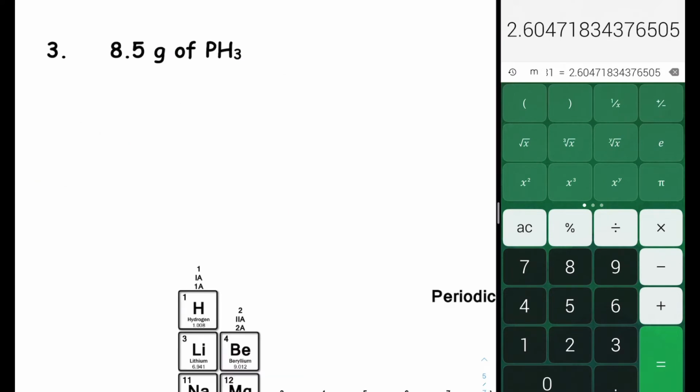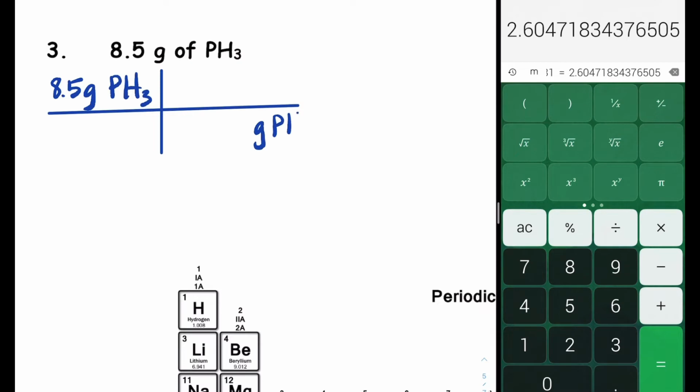For our next example, we'll be converting 8.5 grams of phosphorus trihydride to moles. Let's start by writing our given value. Now we'll set up our dimensional analysis table. We're going to cancel grams of PH3, so we'll put that in our denominator. And we're converting this to moles of PH3, so that label will go in our numerator. Now let's take a look at the periodic table to determine the molar mass of PH3.